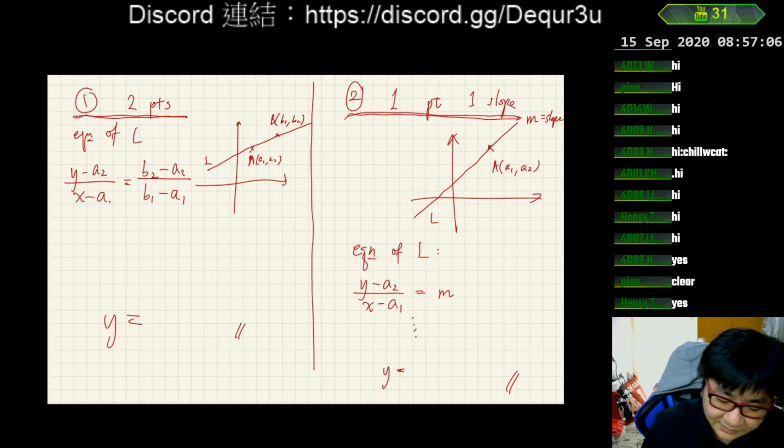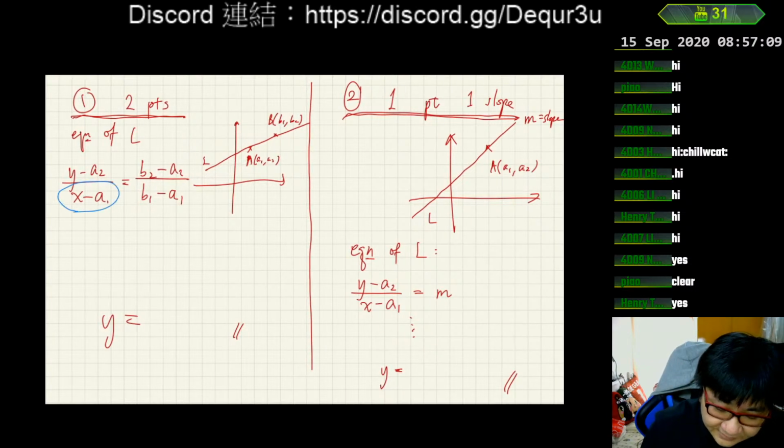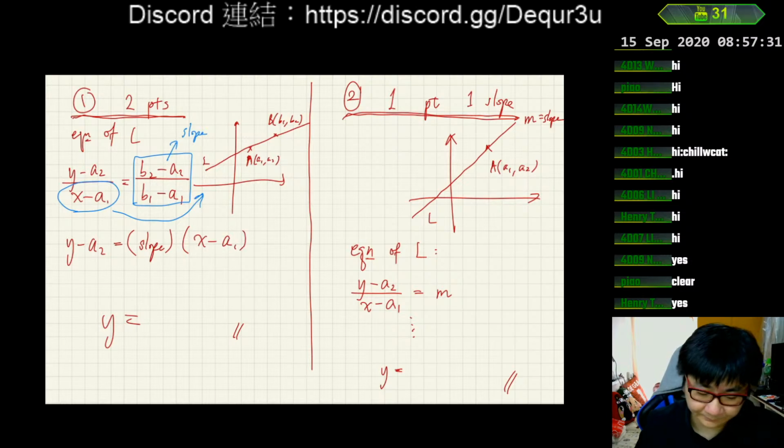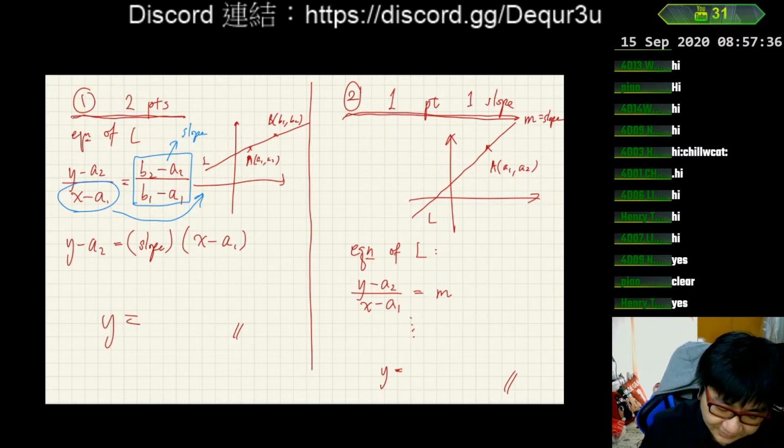What we did in the middle is we try to move this denominator to the right hand side, while the right hand side here, originally, will be the slope. Therefore, if I don't write all those symbols in such a messy way, then y minus a2, move the denominator to the right hand side, it will be slope, times x minus a1. And then if we again make y the subject, it would go on the make-subject process.